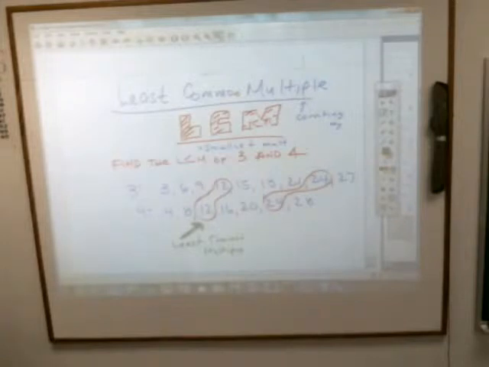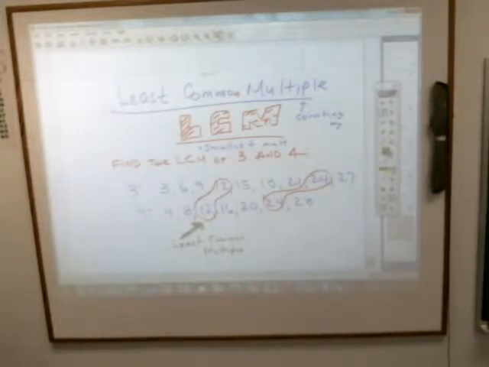Alexa? For when we do it in her book, will they tell how many multiples we have to do? No, they'll probably just say write the least common multiple. So you'll have to, no.